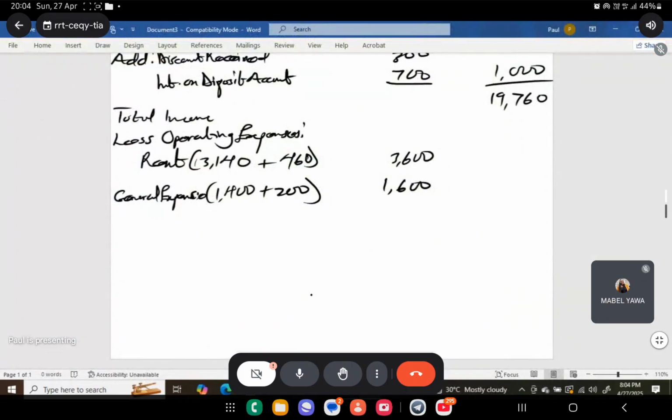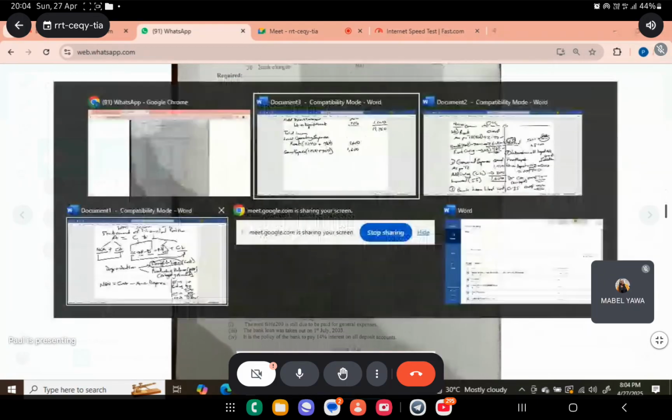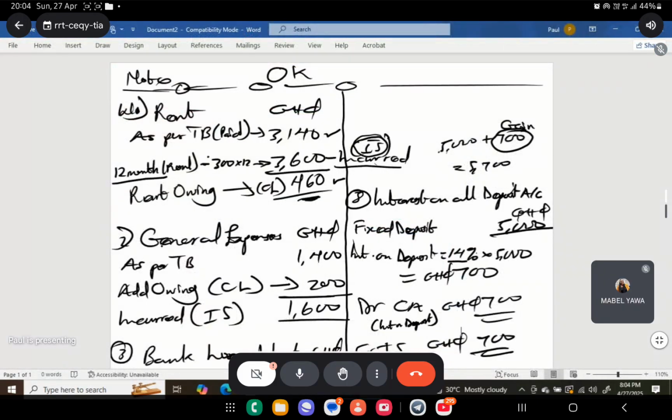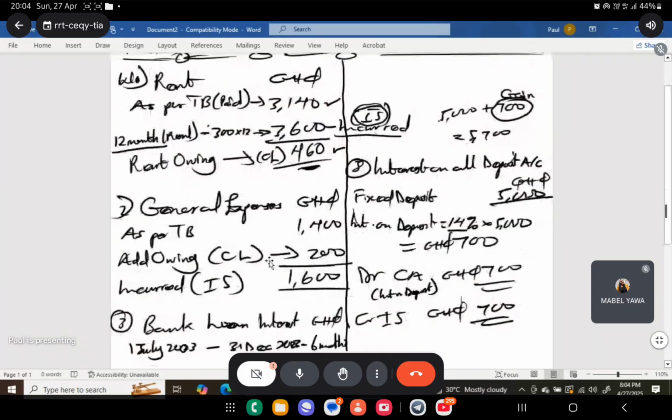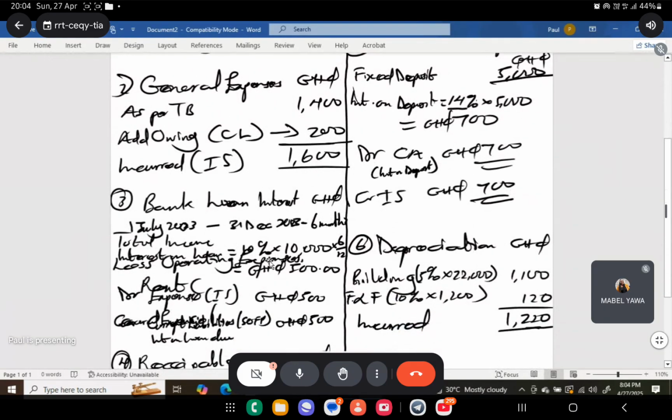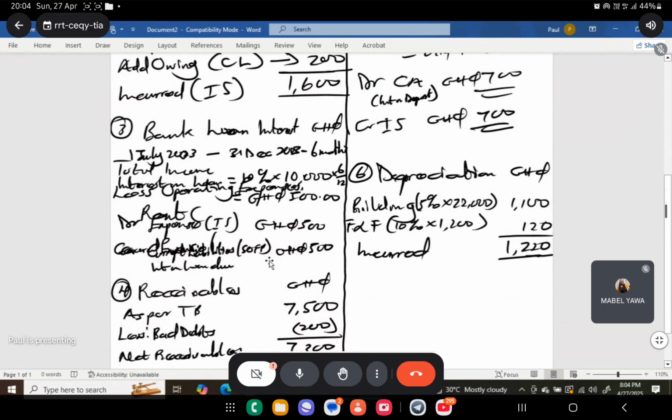Then the next one we tackle is, I think, interest on loan. The interest on loan.